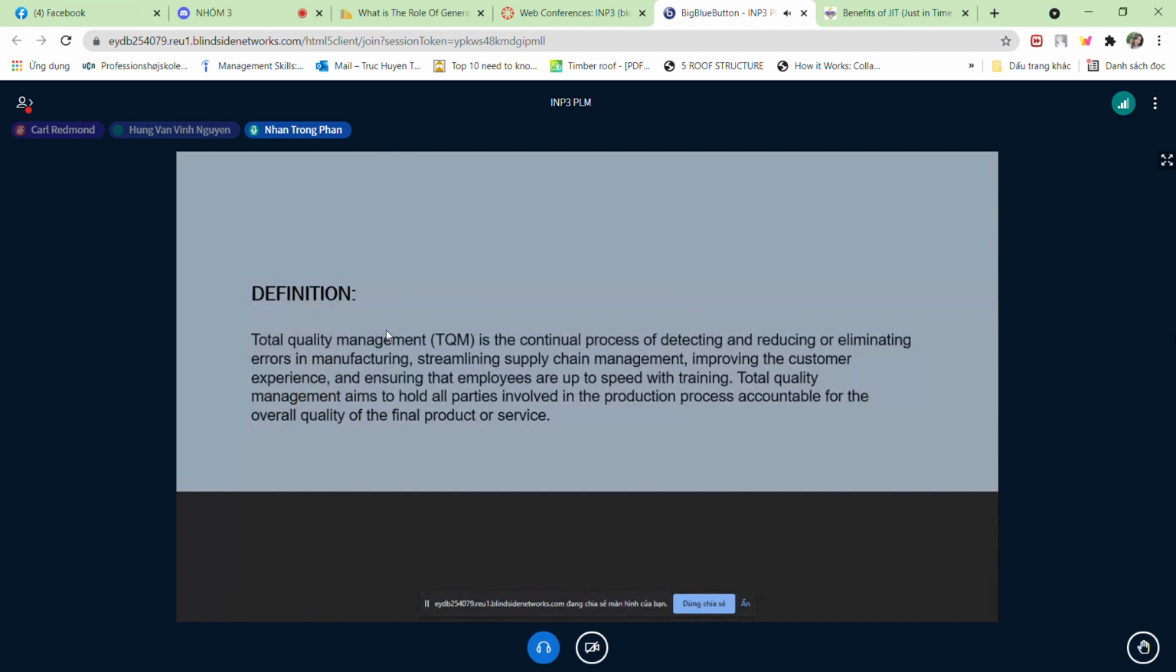So let's start with what is total quality management. Here you can see the definition. Total quality management is the continual process of detecting and reducing or eliminating error in manufacturing, streamlining supply chain management, improving the customer experience, and ensuring that employees are up to speed with training. So TQM aims to hold all parties involved in the production process accountable for the overall quality of final products or service.